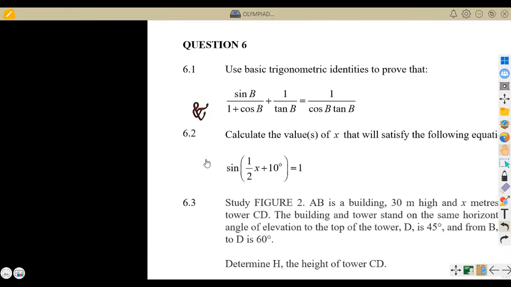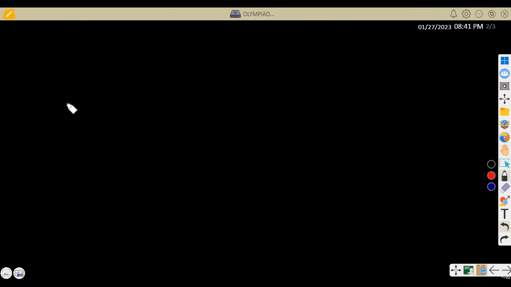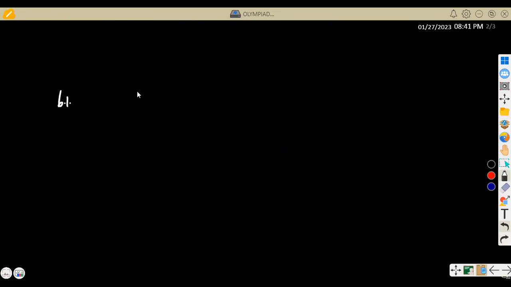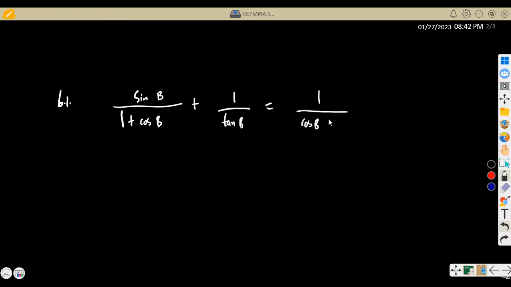Okay, so I'm just going to rewrite the question aside so that you can see how we're supposed to simplify this typical question. Okay, this is too much. Let me try to reduce, guys. All right, we are given on question 6.1 that the sine of B over 1 plus the cosine of B plus 1 over tan of B, so that is the question.